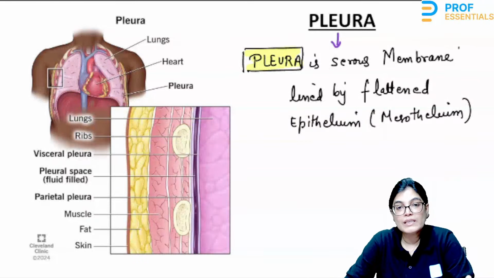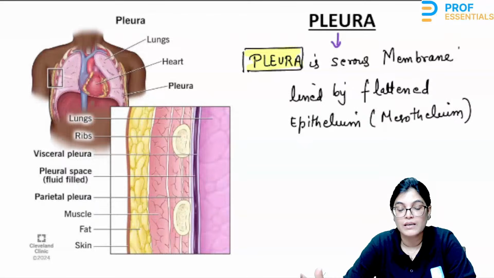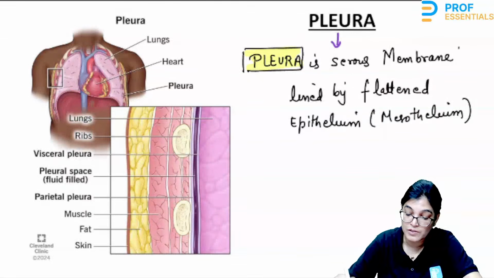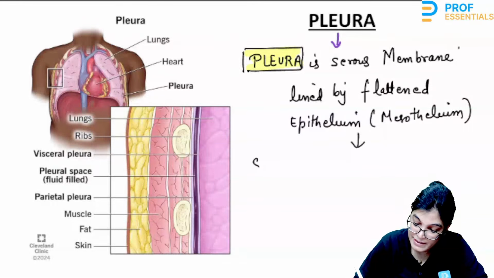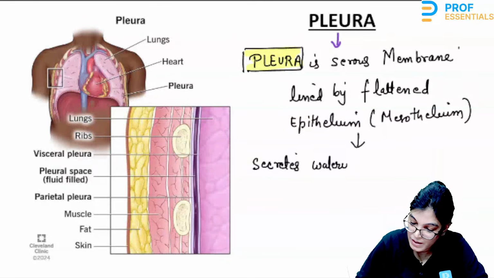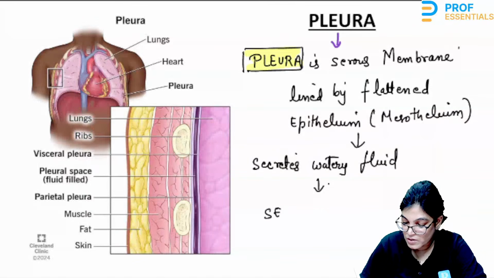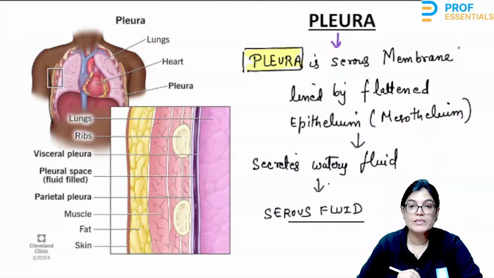Now, basically, what is the function of this inner lining epithelium? It will secrete a watery fluid which will lubricate the lung surface, and this fluid is called the serous fluid. So it secretes a watery fluid, and this watery fluid has the function of lubrication. This fluid is called serous fluid.